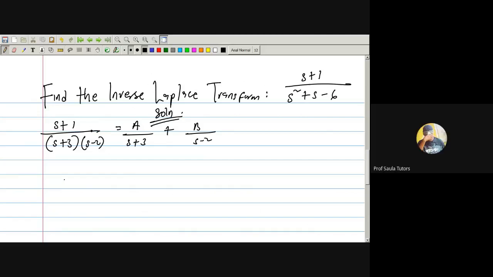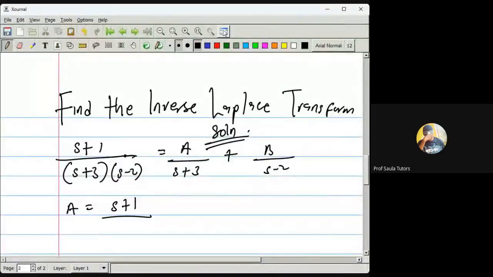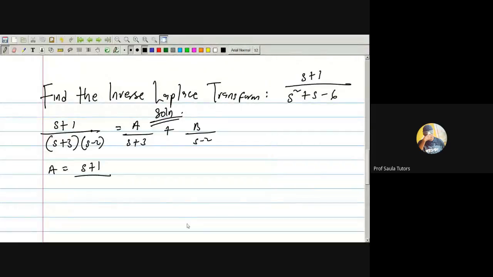Okay, in a short way, to find A, I'll pick this numerator divided by the denominator of the second one. Are we together? Yes. Nice. This is a shortcut. If you know any other way, there's no problem. Pick this numerator divided by the denominator of the second constant, which is B.